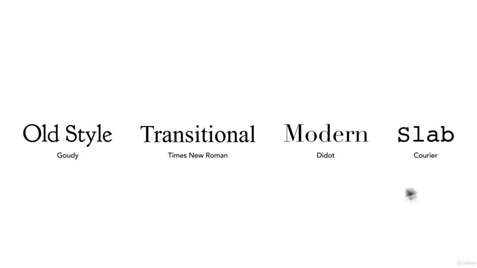And lastly, we have slab serif. Slab serifs have little to no contrast between thick and thin lines. You also notice that at the end, their serifs are much more rectangular or boxy. Typefaces in this category include Archer. We're using Courier over here. And that's going to be it for serif typefaces.